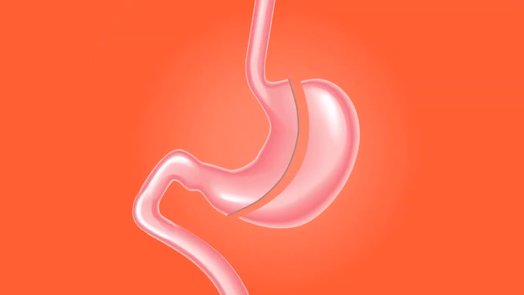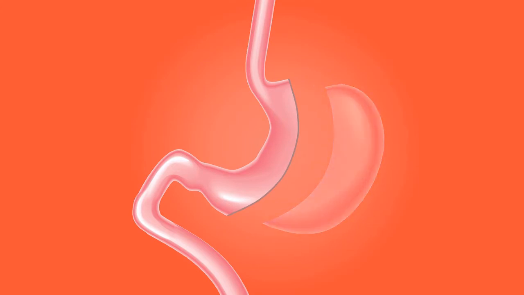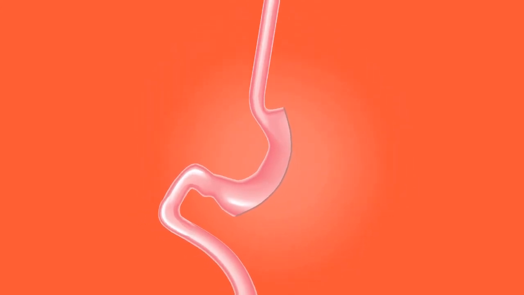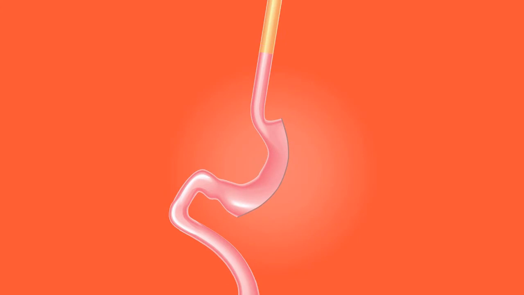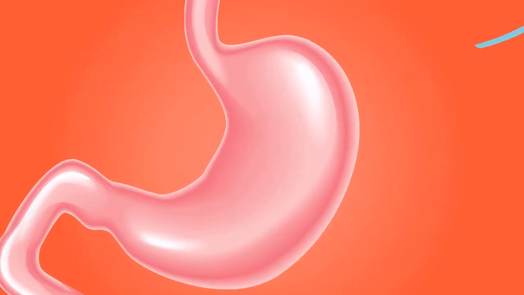This is another type of surgery called sleeve gastrectomy, where the big portion of the body of the stomach is cut, then food moves into the small part of the stomach, the remaining little part of the stomach.